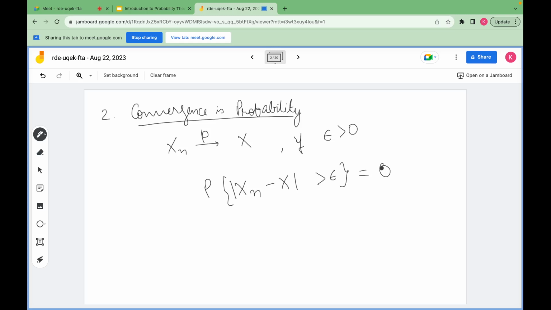So what it is saying is that this is the sequence of random variables and this is the sum X. If the difference between them is greater than some small epsilon value, and the probability that this difference is greater than some small epsilon value is 0, which means that there is no difference between Xn and X, then we will say that our sequence Xn will converge in probability to some random variable capital X. So this is convergence in probability.